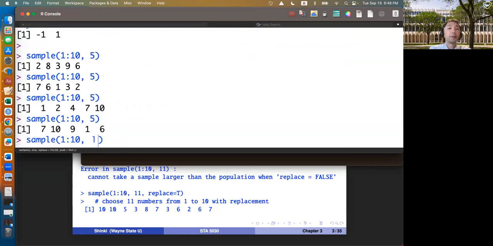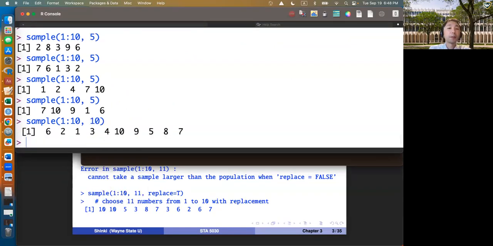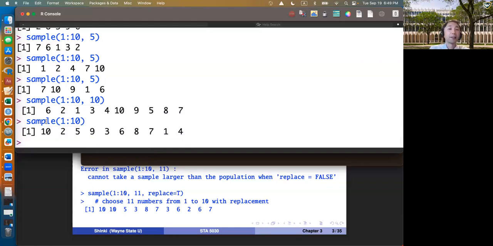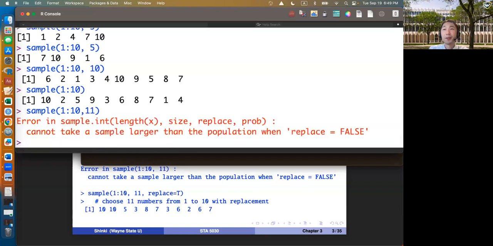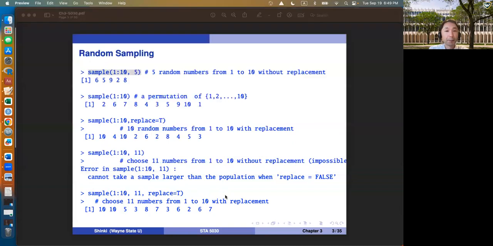So if you take out the 10 observations, this is a randomized order of these 10 observations. And if you omit this argument, the default number of observations to be taken is 10. If you type 11, it returns an error because it's impossible to select 11 out of 10 without replacement. So this is sample 1 to 10.